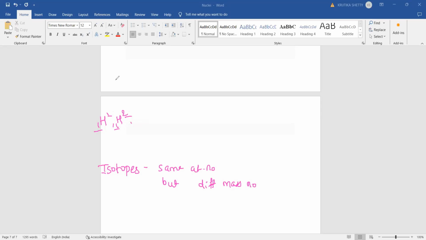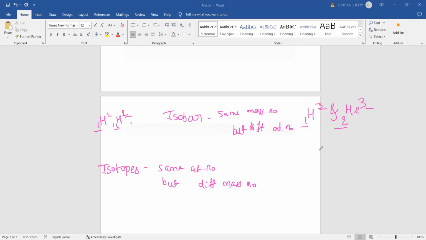Now let us define the next term, the isobars. What do you mean by isobar here? Isobars are having the same mass number but different atomic number. Here it is represented by hydrogen 1, 3 and helium 2, 3. See here we have the same mass number, that is 3 and 3, but different atomic numbers, that is 1 and 2. So this is regarding the isobars.